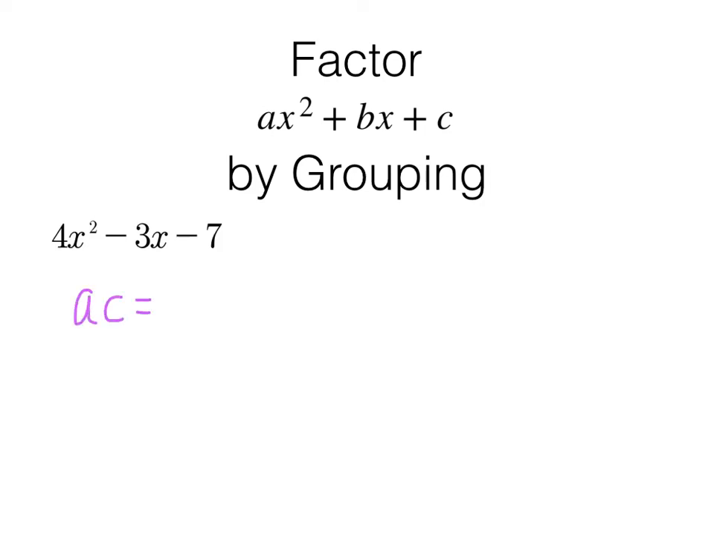AC, oh, that's different, is negative 28. B is negative 3. Factors of negative 28 that add to negative 3 are going to be, well, again, we're finding factors of 28 that have a difference of 3, making the bigger absolute value positive. The first ones that come to mind are 7 and 4, because they're close together, about 3 apart. Oh, yeah, that's it. Negative 7 and 4. So it should be that quick.